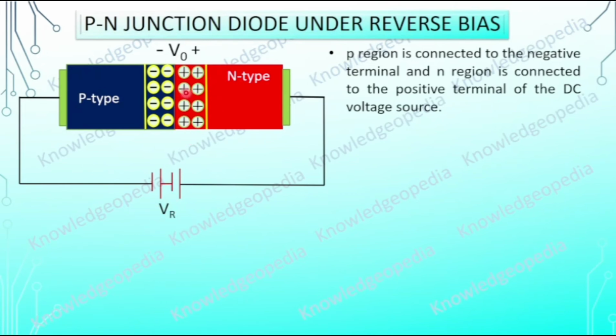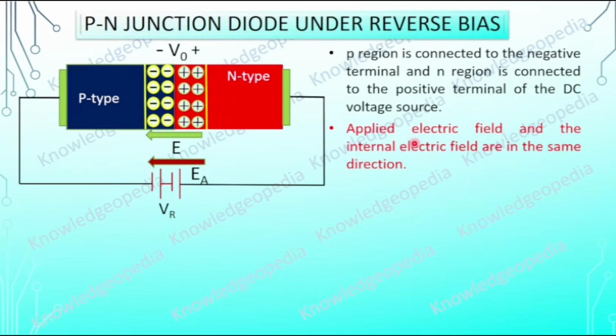The electric field due to the barrier potential is from N side to P side, which we have seen. This is the positive side, this is the negative side. So the electric field due to the applied potential is also from N side to P side. In the previous case, both were opposite to each other. Now both are in the same direction. That is, the applied electric field and the internal electric field are in the same direction. Now let us look into the carriers. What is happening to the carriers? The majority carriers on N side are electrons and the majority carriers on P side are holes, right?